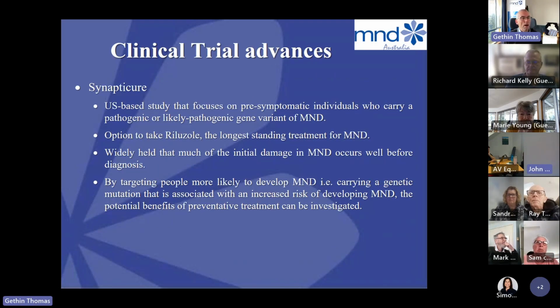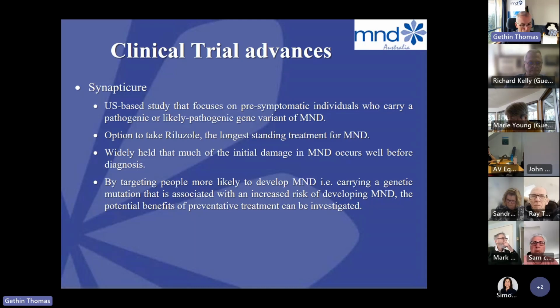On to more positive advances in clinical trials. There's an organisation in the US called Synapticure. This isn't directly applicable in Australia at the moment, but it is a really interesting study. Obviously, we know that a number of mutations directly contribute to developing MND, such as SOD1 and C9orf72. There's been a lot of discussion around whether people carrying those mutations should be entitled to receive treatment, the best one at the moment being riluzole, before they even develop the disease.